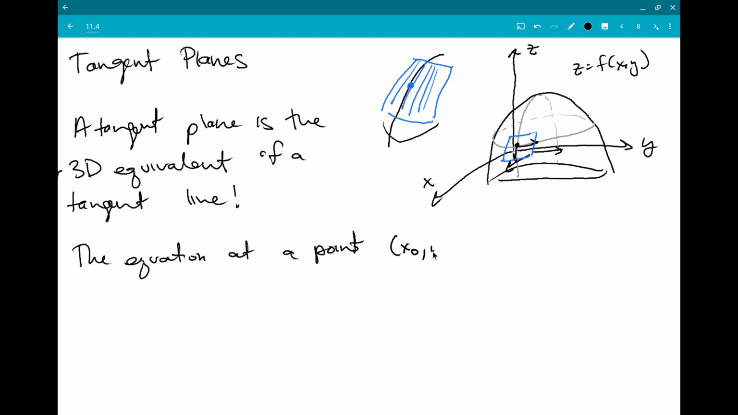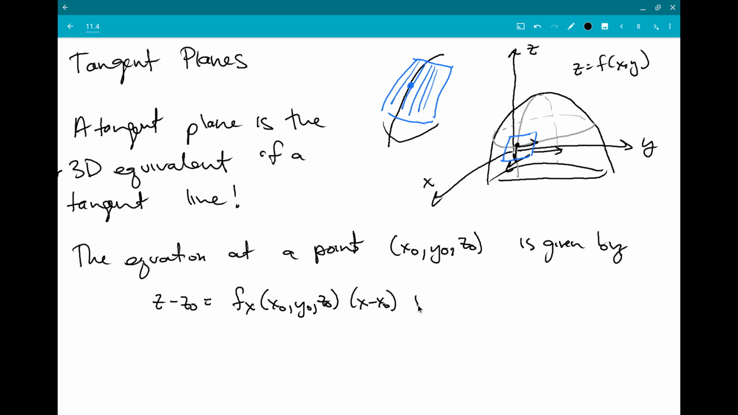The equation at a point x0, y0, z0 of your surface is given by z minus z0 is equal to f sub x, the derivative of f with respect to x, evaluated at the point x0, y0, z0, times x minus x0, plus f sub y, the derivative with respect to y, again evaluated at x0, y0, z0, times y minus y0, where z is equal to f of x, y.